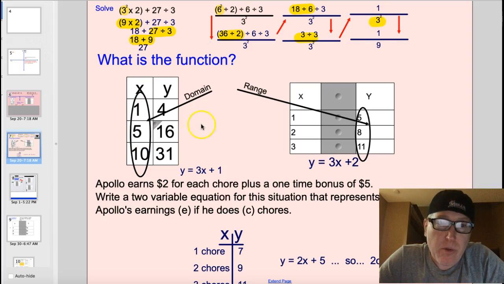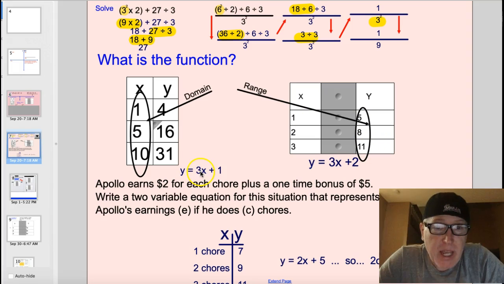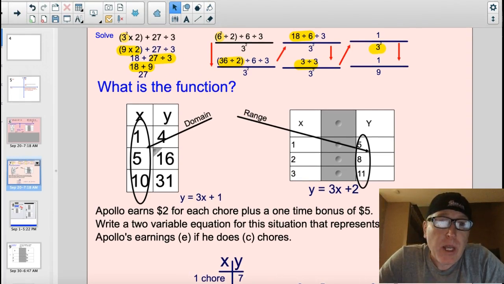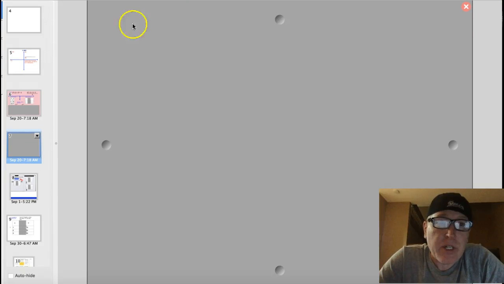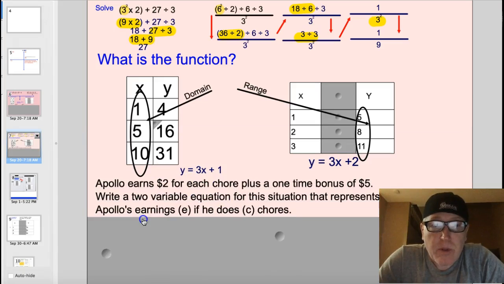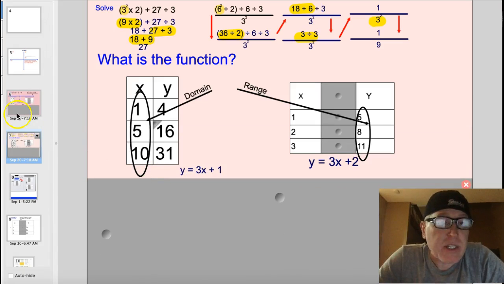Here's your domain, 1, 5, 10. Here's your range, 5, 8, 11. This one is 3 times x plus 1. So y is equal to 3 times x plus 1. And this one is y equals 3 times x plus 2. And this one here you did not need to do. That was one of the problems I decided to have you skip.